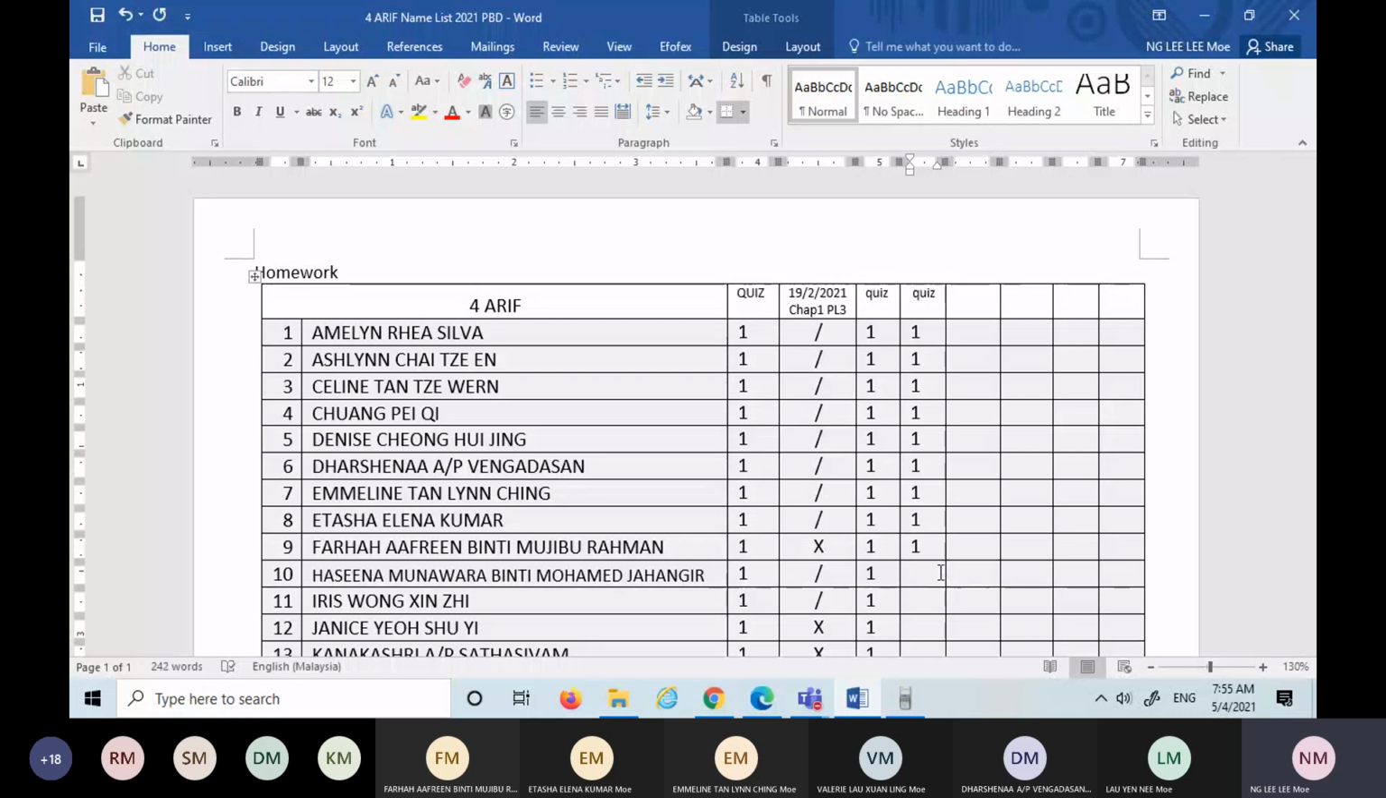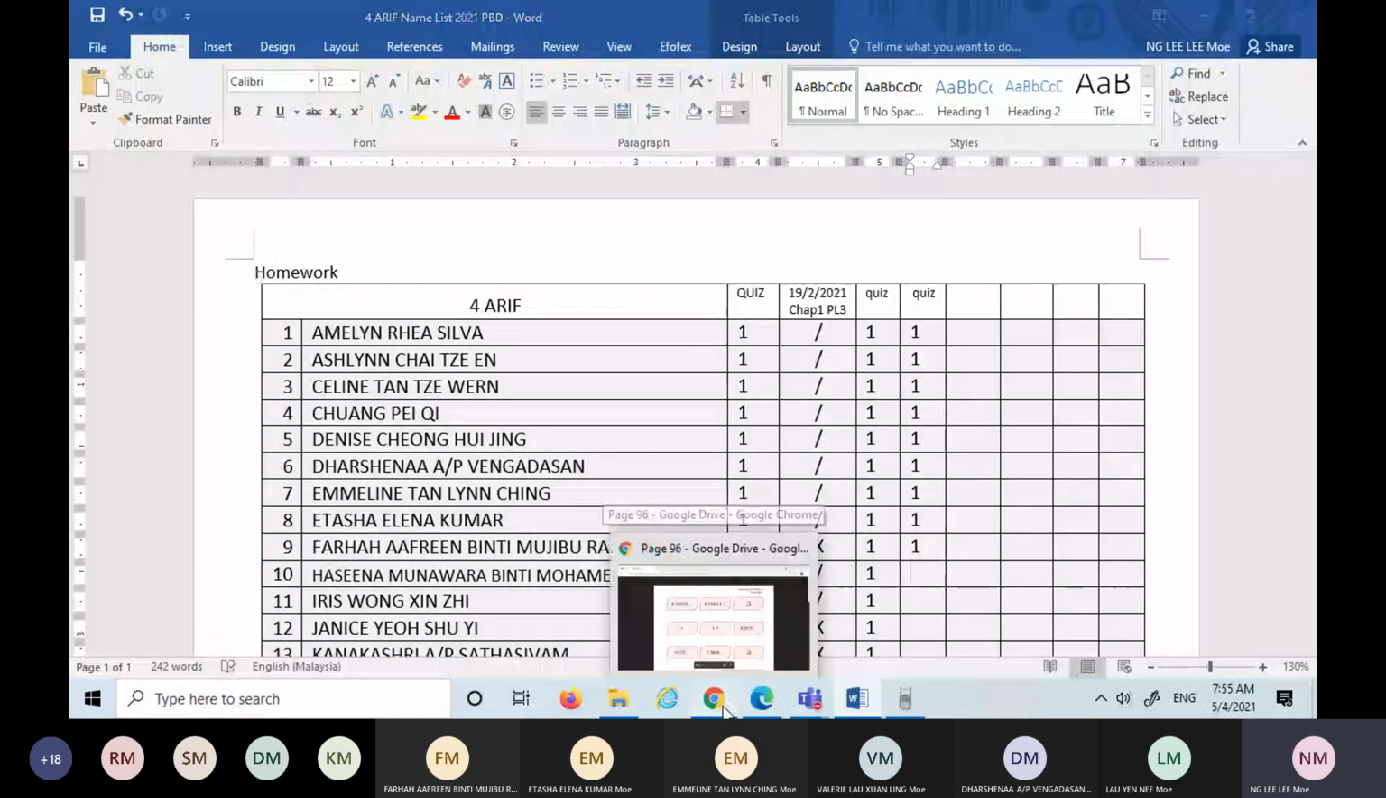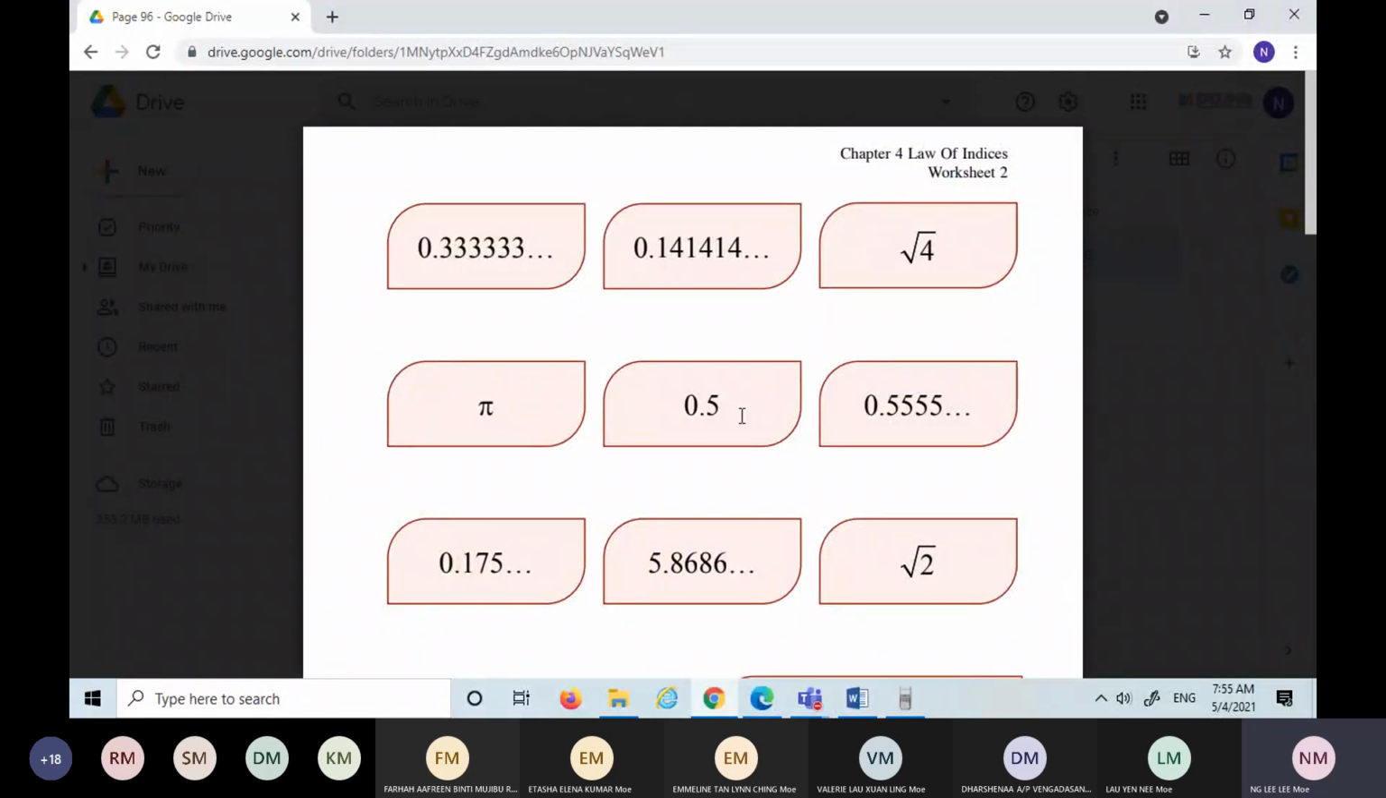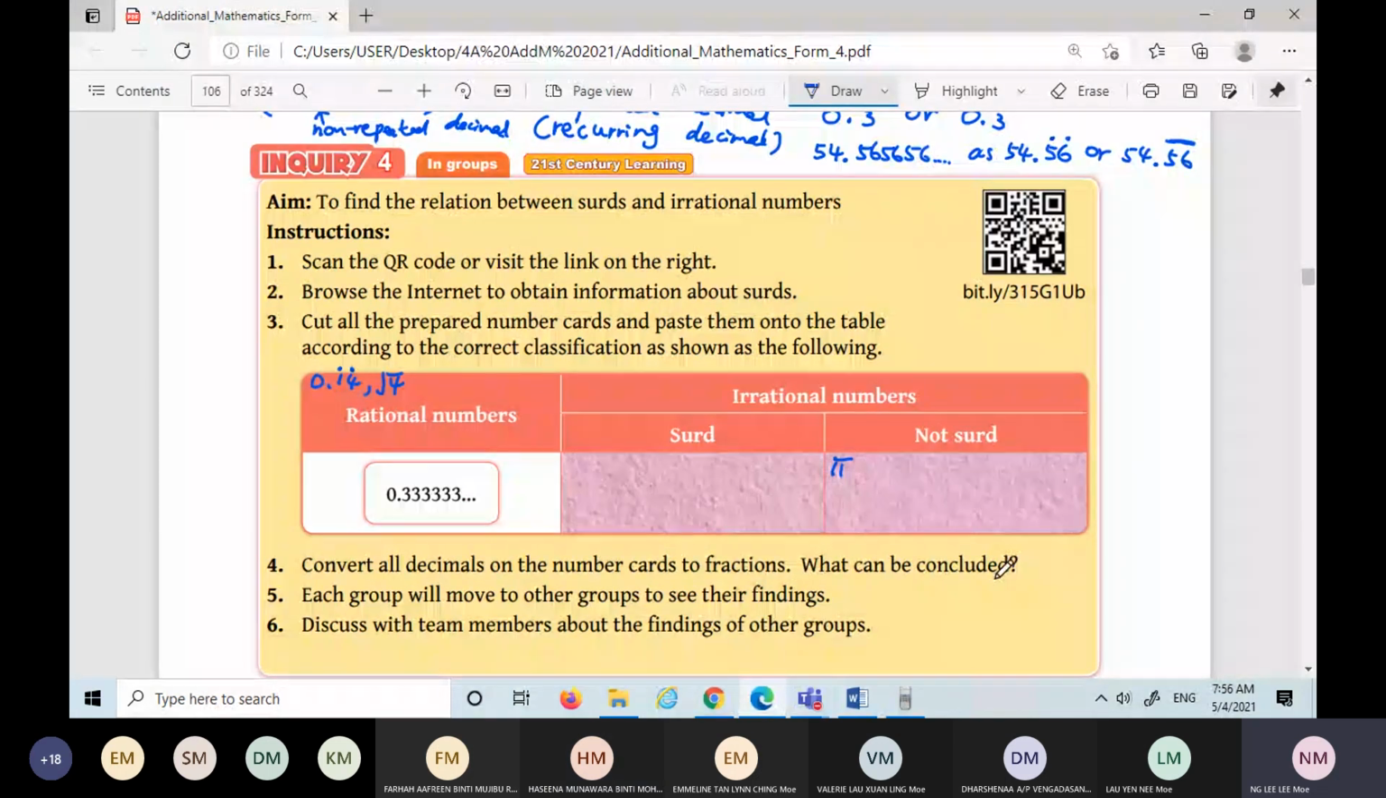Okay, Hasina. Yes, teacher. Okay, Hasina, can you do 0.5? Rational number. Okay, very simple. 0.5 is 1/2. It can be written as a fraction, with the denominator and numerator both integers. So this is a rational number. Thank you. Okay, so 0.5 is a rational number.